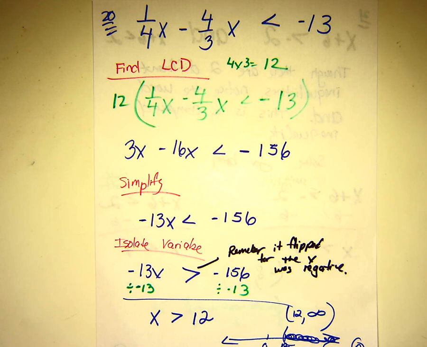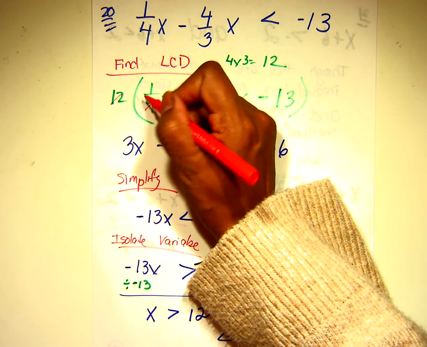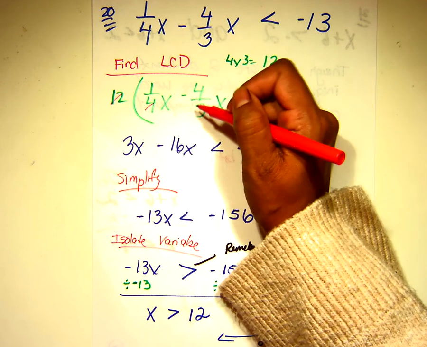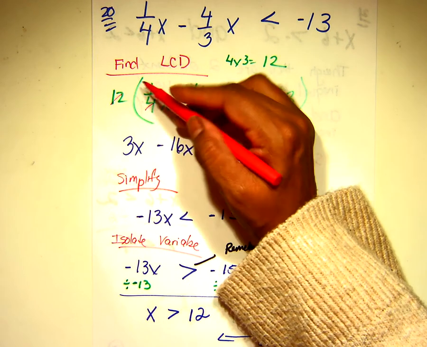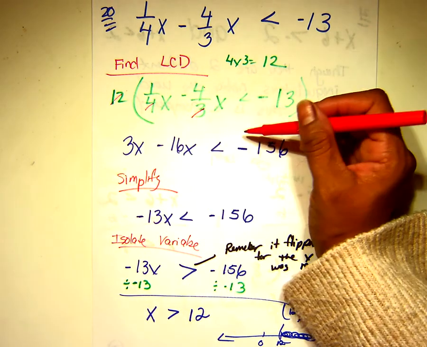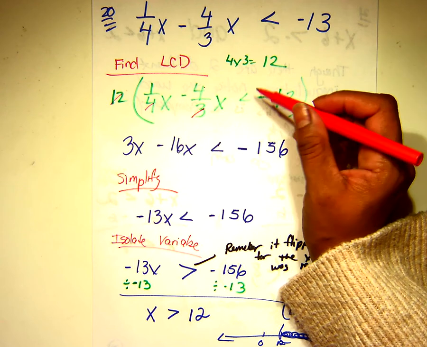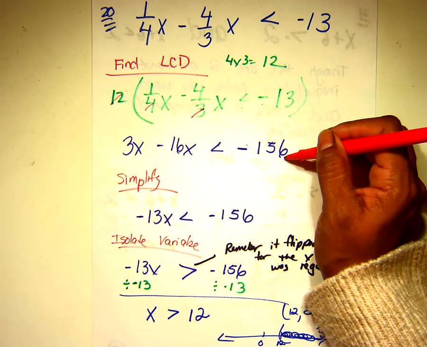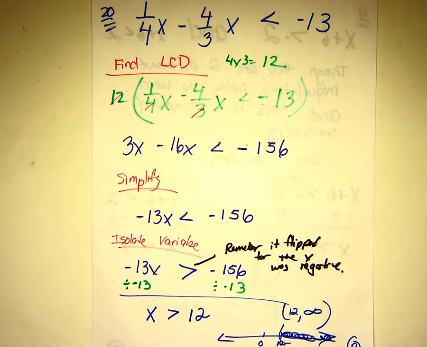So let's figure out how we're going to do this. I know 12 divided by 4 gives me 3. 3 times 1 is 3x. So bring down that 3x, or the x. 12 divided by 3 is 4. 4 times 4 gives me 16. Bring down the x. Bring down your less than. Bring down the minus. And 12 times 13 is 156.